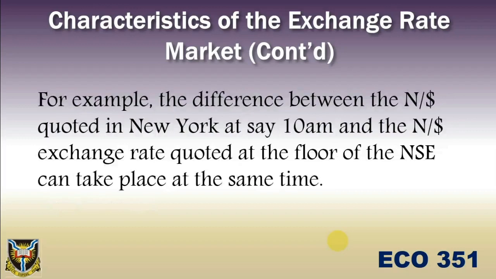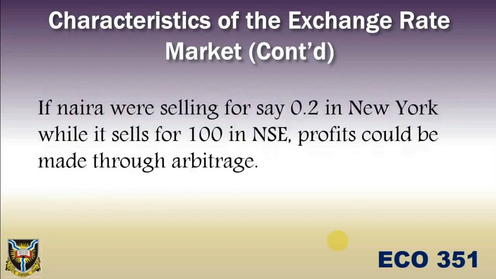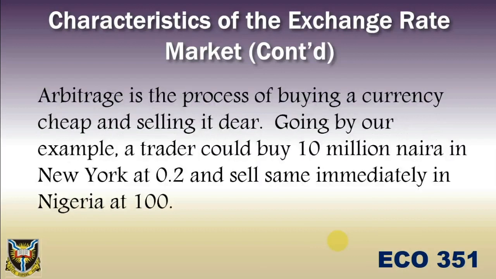For example, the Naira and dollar rate quoted in New York at say 10 a.m. and the Naira and dollar exchange rate quoted on the floor of the Nigerian Stock Exchange can differ at the same time. If Naira was selling for say 0.2 in New York, while it sells for 100 on the Nigerian Stock Exchange, profit will be made through arbitrage. Arbitrage is the process of buying a currency cheap and selling it dear.